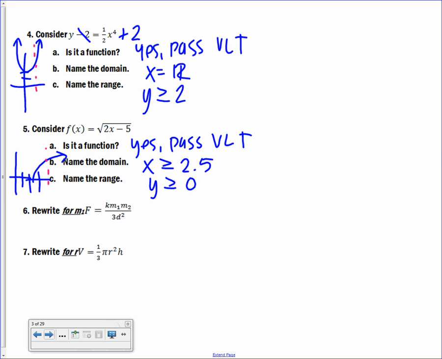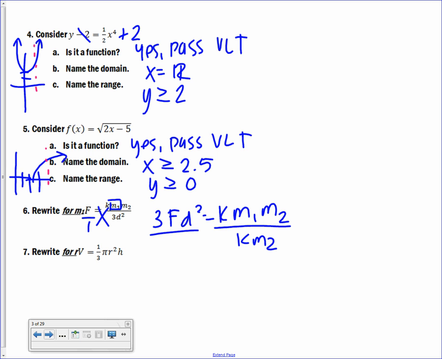Number 6, rewrite for m sub 1. So here's my m sub 1. It's kind of messy. So anytime I have something this messy, I usually put f over 1 and then I cross multiply. Hopefully you thought of that as well. So when I cross multiply, I'm going to get 3fd squared to equal km1 m2. Okay, already that seems a lot easier. If I'm just trying to get m1 by itself, I'm going to divide by km2. And then that all cancels. So m1 equals 3fd squared over km2. Okay, so cross multiplying is your friend.